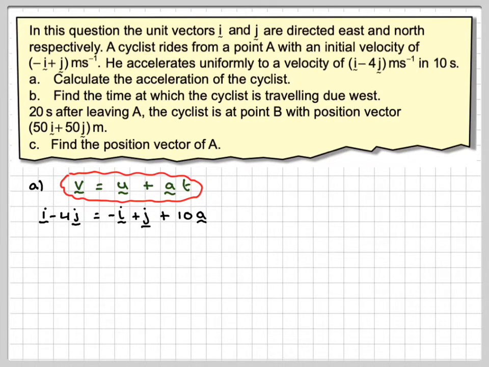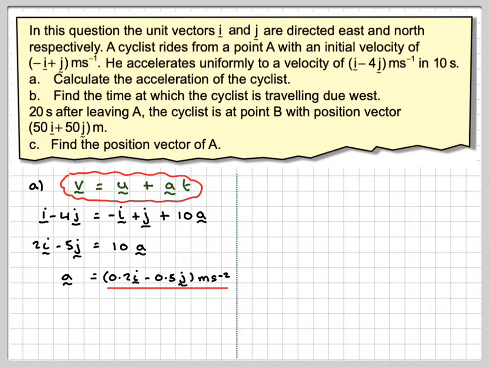So collecting up the i terms and j terms, we're going to have 2i - 5j equal to 10 times vector a, and therefore vector a, if we divide each of those by 10, is 0.2i - 0.5j meters per second squared.